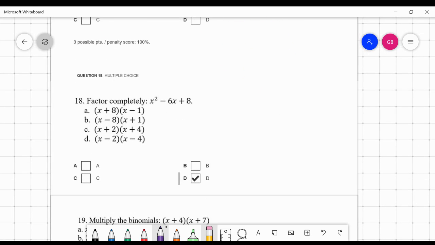Another one, factor completely, numbers that multiply to 8 and add up to -6. Okay, so it's going to be -4 and -2. -4 times -2 is 8. -4 plus -2 is -6. The factors are x minus 4, x minus 2. So that's going to be B.